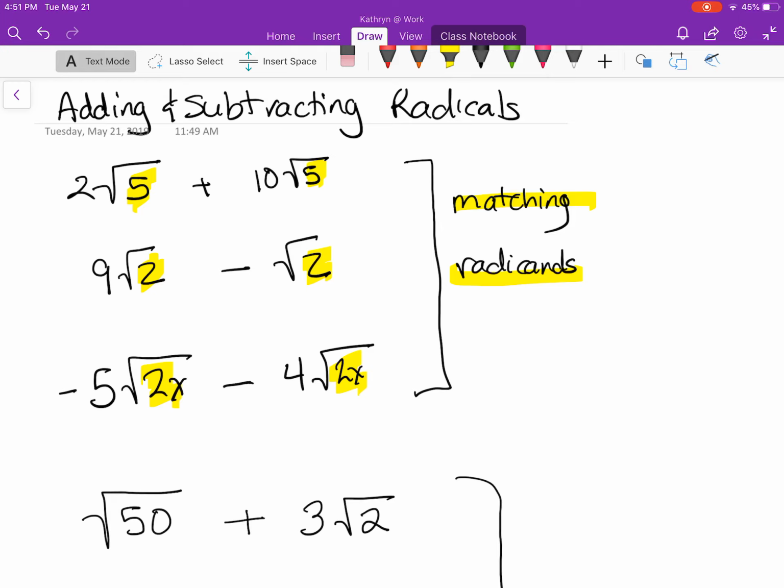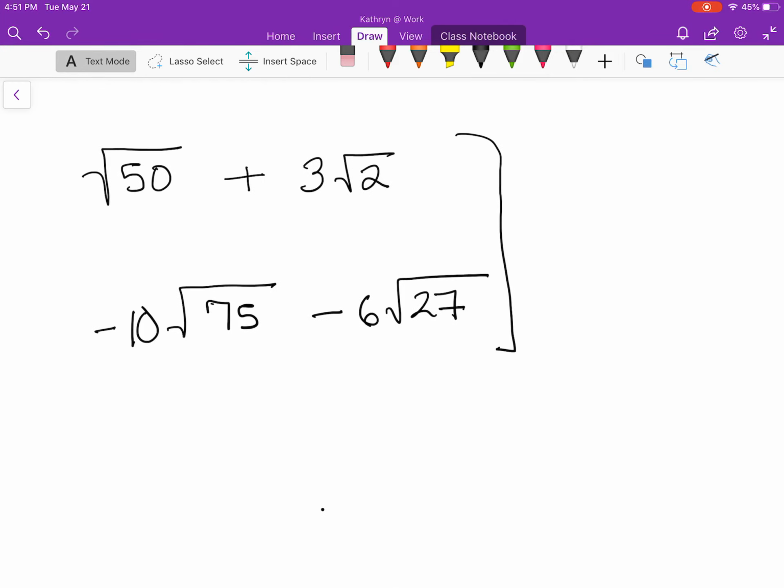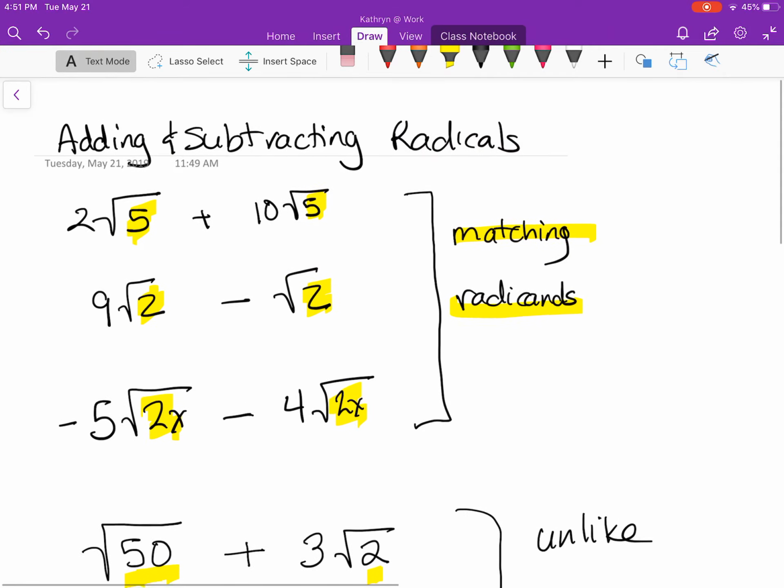If the radicands aren't the same, so here are two examples where the radicands are not the same, so unlike radicands, so here I'm looking at the 2 and the 50. They're not the same anymore, or 27 and 75. When the radicands don't match each other, then you're going to need to do some simplifying. So we'll look at those as well, but let's start off with the ones that are super easy, matching radicands.